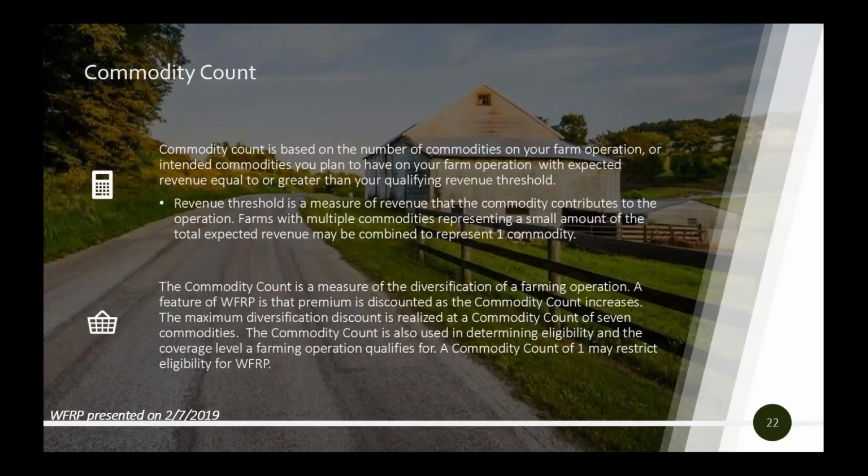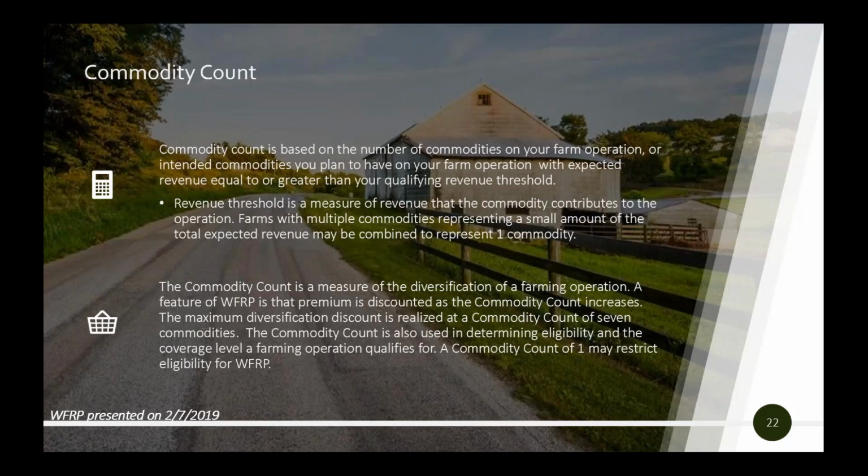The commodity count. What is the commodity count? The commodity count is a measure of the farming operation's diversification. A common saying in the investment world, and you've probably all heard it, is don't put all your eggs in one basket. In other words, utilize multiple investments to reduce your risk in the event one fails. The same is true in farming. Increase diversification to reduce risk resulting from the loss of a single commodity.